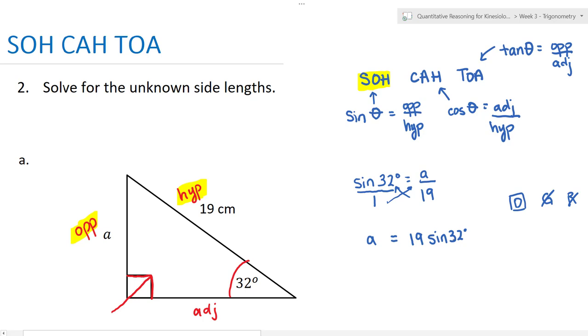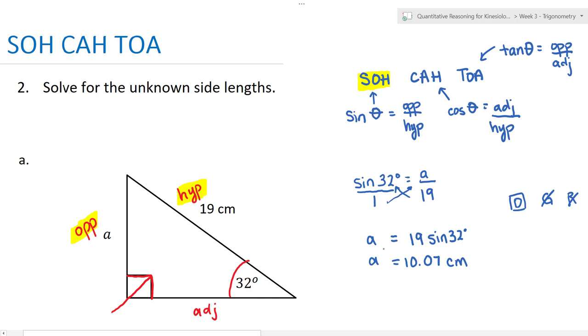Now, when you type this on your calculator, you should be getting 10.0684 with more numbers afterwards. I'm going to round it to 2 decimal places. So 06, there's an 8 following it, so the 6 should get rounded up to a 7. Now I can take a look at the units on my triangle, and I see that 19 is in centimeters, so this must be in centimeters as well. So A is equal to 10.07 centimeters.